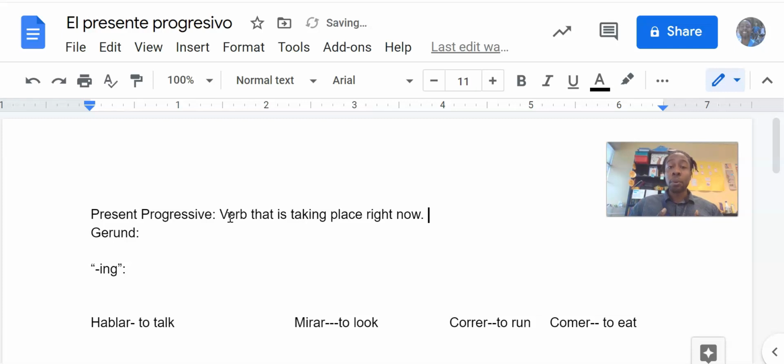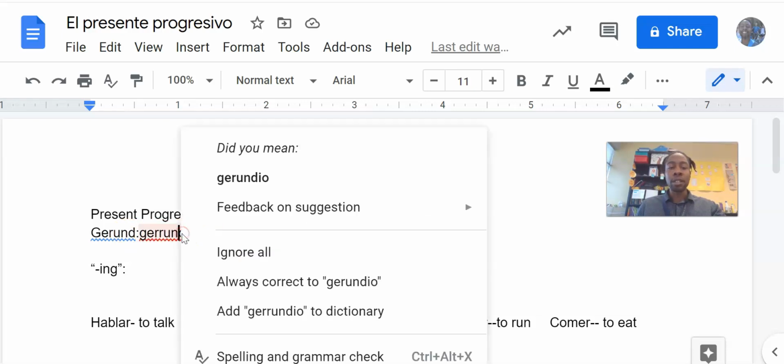Now, in order to do the present progressive in English or in Spanish, what you need is something called a gerund. In Spanish, we say un gerundio. And I always thought that word sounded really cool, like you're talking about something very complicated, but it actually is very simple, and it's something that very early Spanish speakers can do.